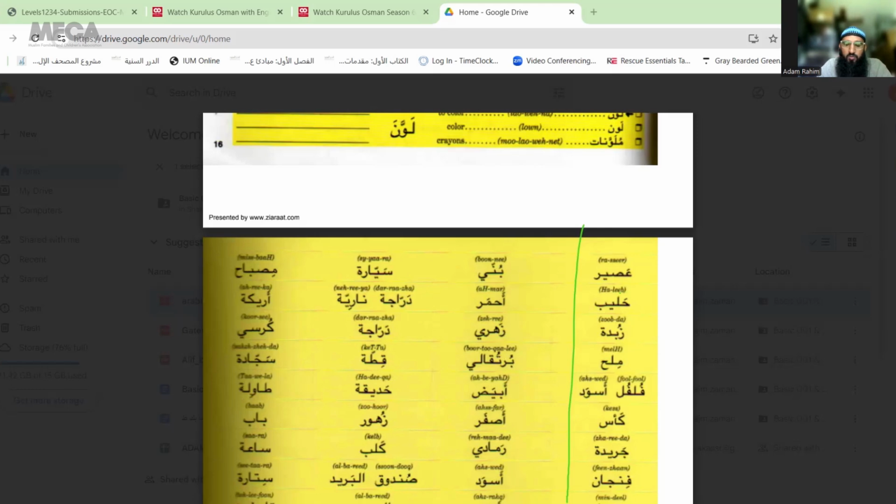This next word is finjan. Fa with a kasra, fi, noon with a sukun, fin, jim with a fatha followed by an alif, so stretch. Finjanun.